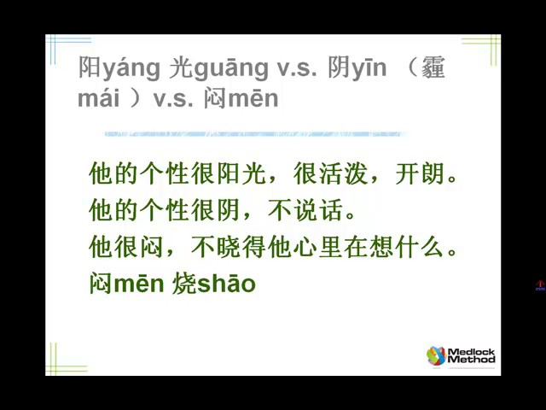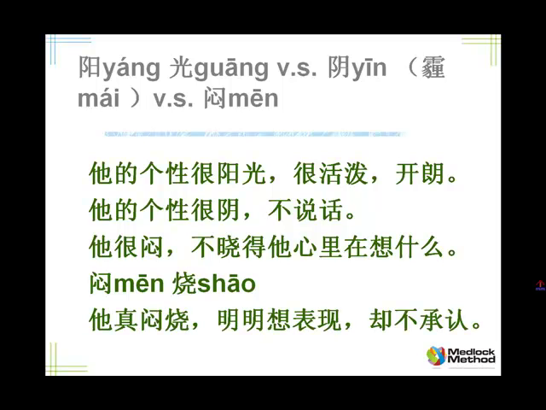You use 闷烧 to describe someone who actually really wants to show something but doesn't know how to, or is just not open. You were telling me this is more to do with desire. That's right, it doesn't show someone's desire. For example, 他真闷烧，明明想表现，却不承认. Look, he's really just burning inside. 明明 is obviously, wanting 表现, to perform, to be showy, to show it. 却不承认, he won't admit it. That's right. He really wants to show his desire, or he wants to perform, or be showy, but it sounds like the sort of classic idea of a comedian.